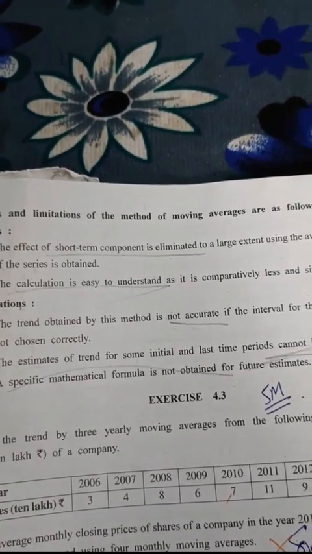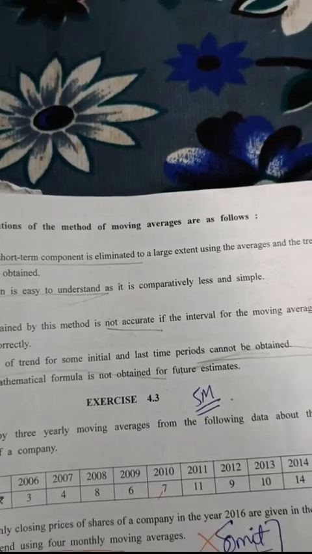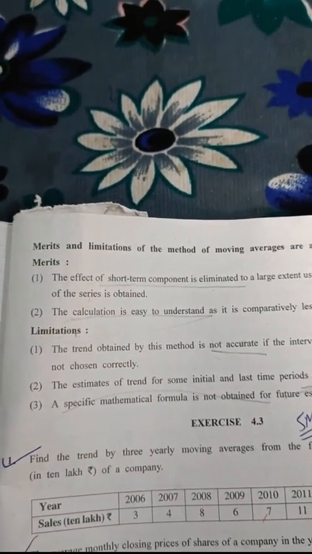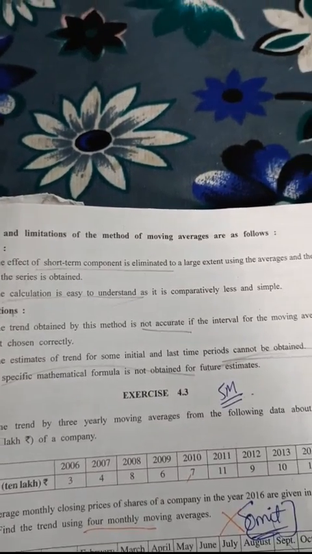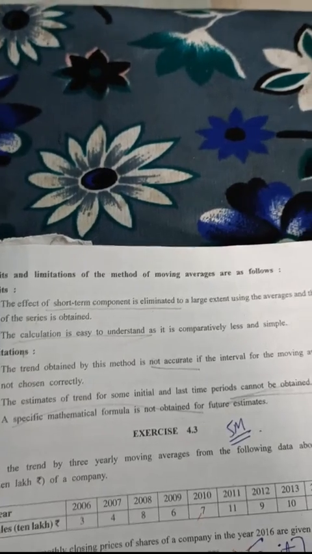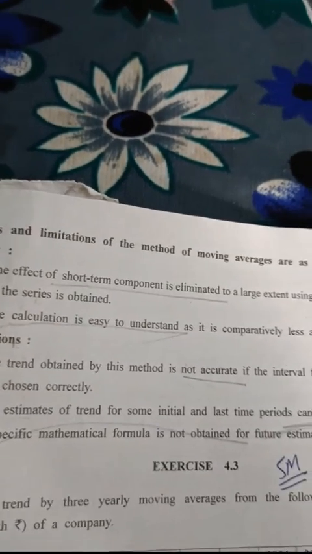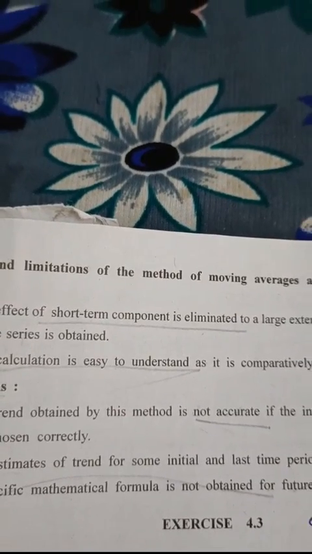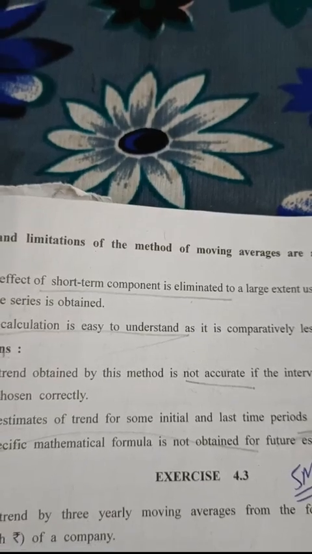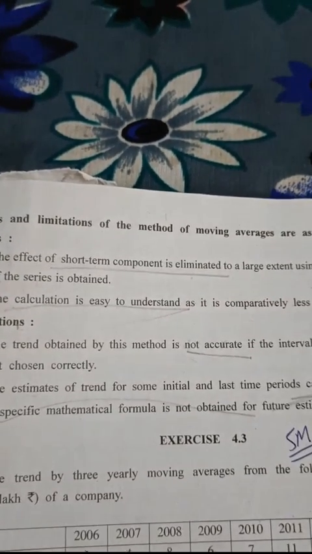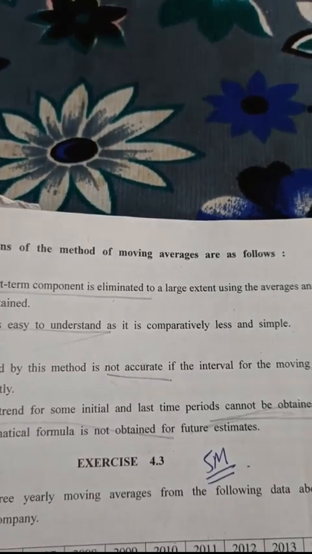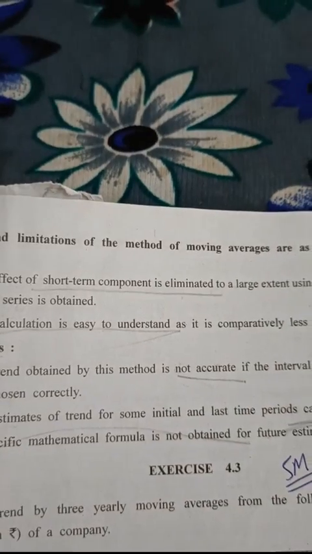The effect of the short term component is eliminated to a large extent using the average, and the trend of the series is obtained. Now what we are doing in moving average, if 4 yearly they have said, we are adding the 4 data and then dividing it by 4, and then we are taking the average. Average means we are taking the mean. Okay, so the 4 data are being added. If 3 yearly, then 3 data are being added and divided by 3. So that we are doing. So we are eliminating the short term component. The calculation is easy to understand, and it is comparatively less and simple. The calculation related to moving average is very easy and simple. So these were the advantages.